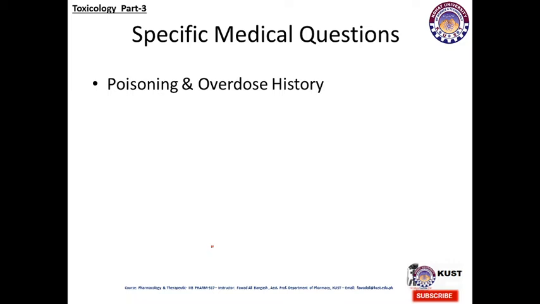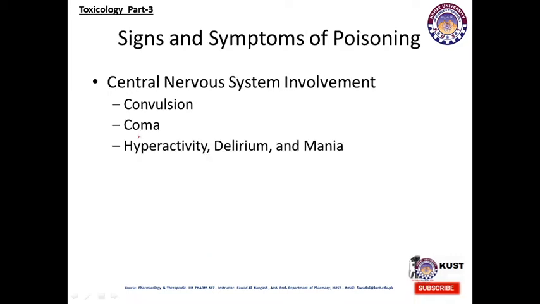Signs and symptoms of the poison. They are different on different systems, like the CNS. Different toxicants have different side effects. For example, some cause convulsions, some cause coma. An excessive dose of a sedative hypnotic may cause coma. Convulsions and hyperexcitability are seen with stimulant drugs. So it may cause convulsion, hyperactivity, delirium, mania, hypoglycemia, hypoxia, and depressed respiration.